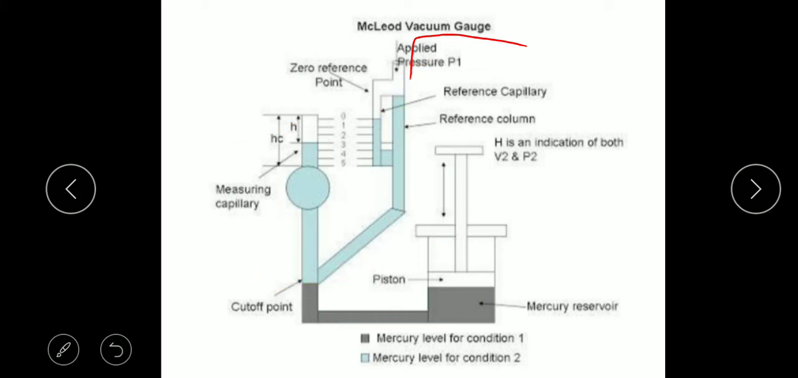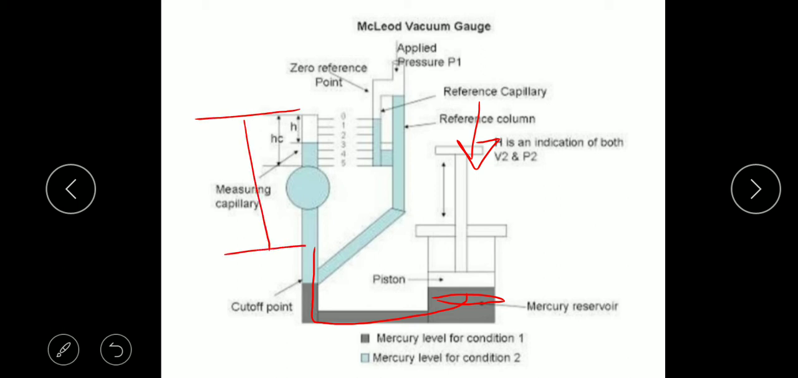Still we are continuing it, applying continuous pressure onto this, and just because of the movement of the piston in the downward direction, the mercury level is increasing. Now the gas trapped in this hollow portion will again be compressed.